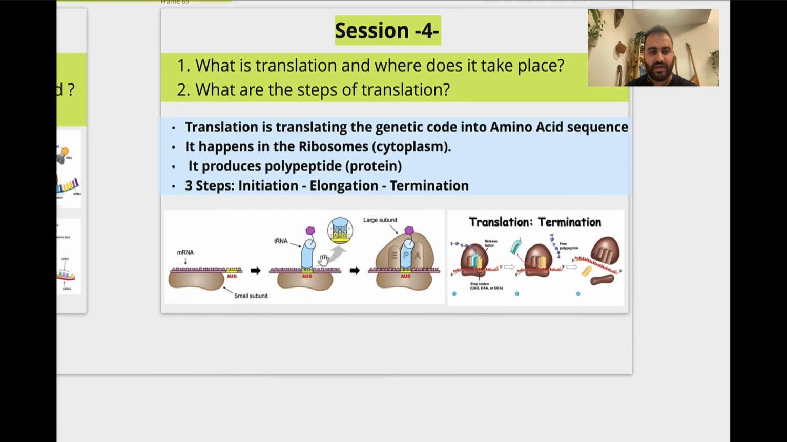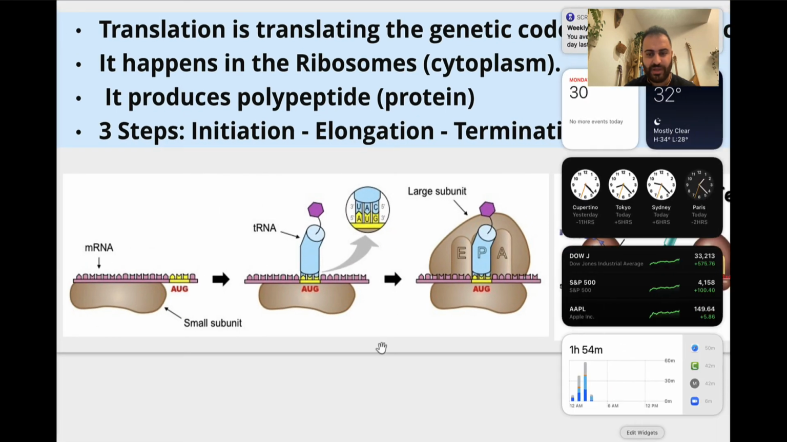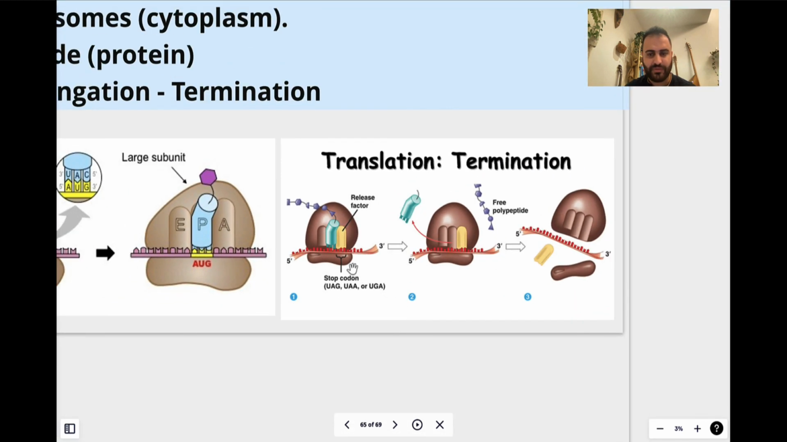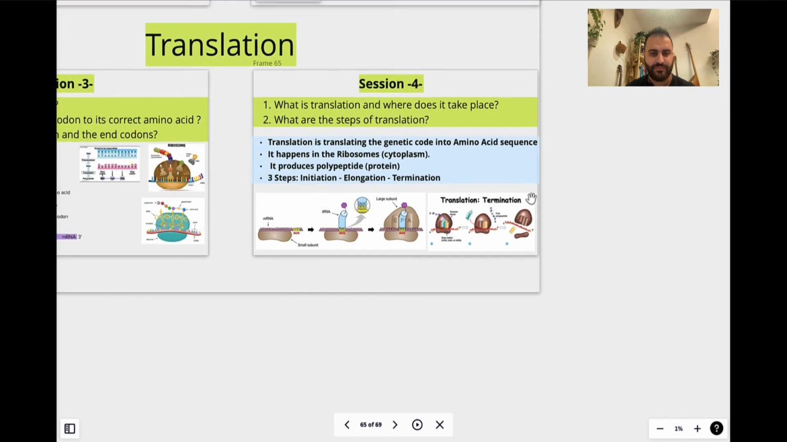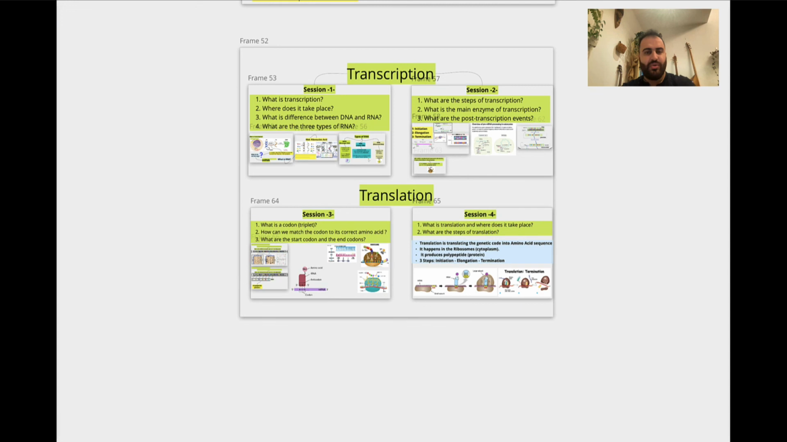Again, initiation starts with AUG, termination happens with one of the three stop codons, and then a polypeptide is produced. So this is how protein is made. We call this process protein synthesis or transcription and translation.